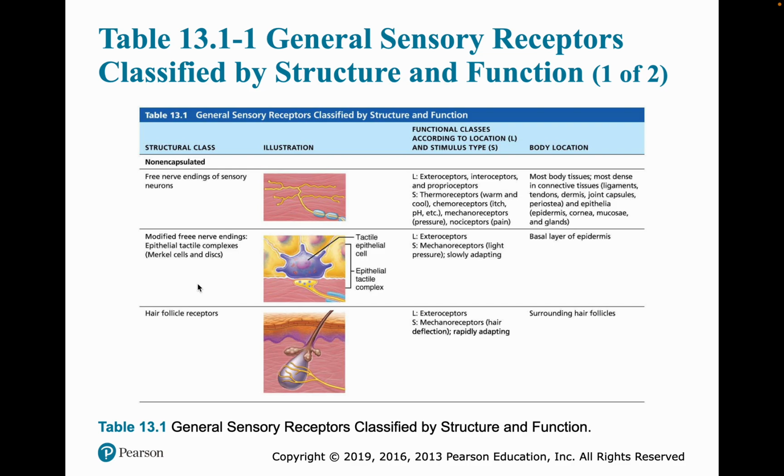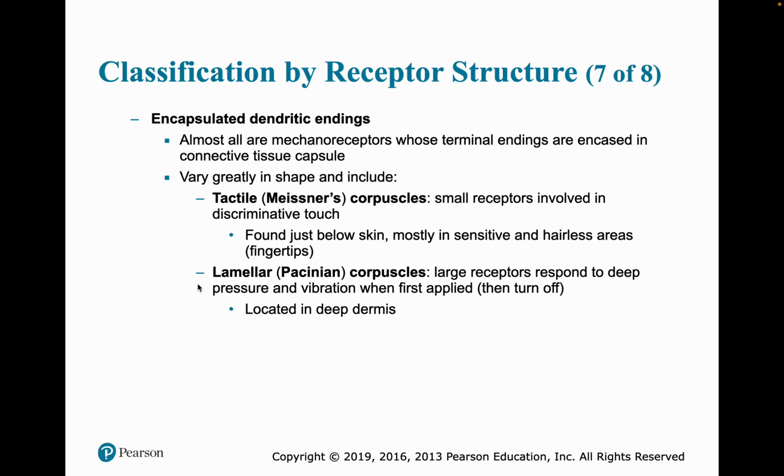And in figure 13.1, there's a very nice figure showing each of these, which you should go through on your own. The encapsulated dendritic endings are most of the mechanoreceptors, whose terminal endings are encased in a connective tissue capsule. They vary greatly in size and shape.